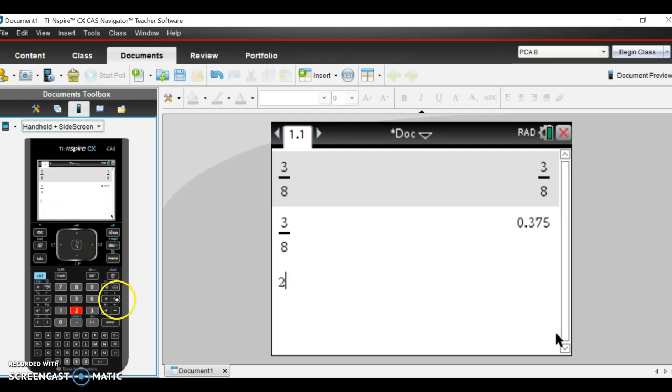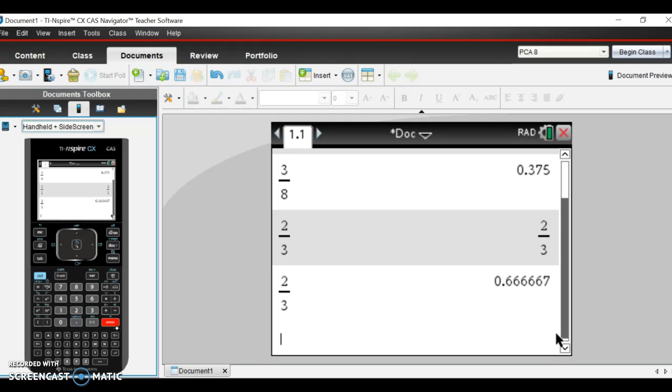2 divided by 3. And remember, if we hit enter, that's going to give us 2/3. But we want to take our answer. So control, negative sign, control, enter, and that gives us 0.666667. So 2/3 is pretty much 0.6666.